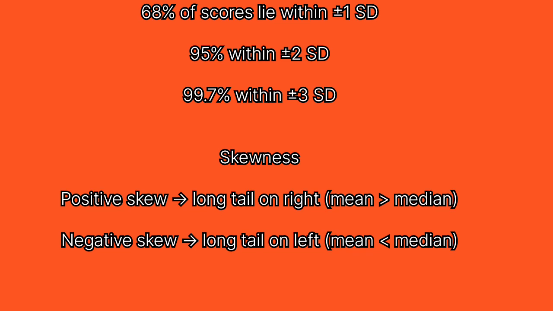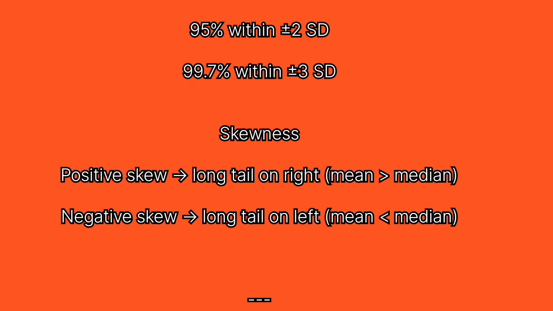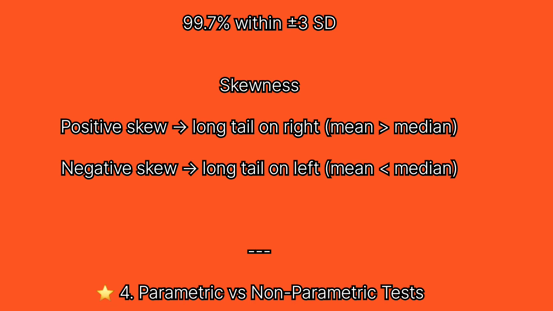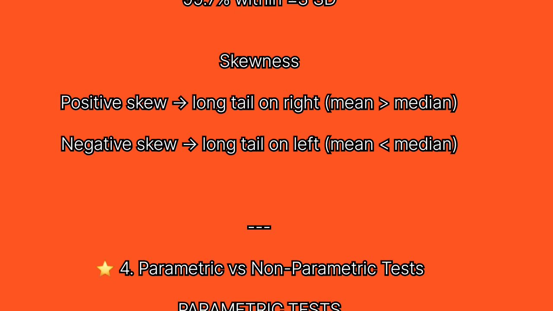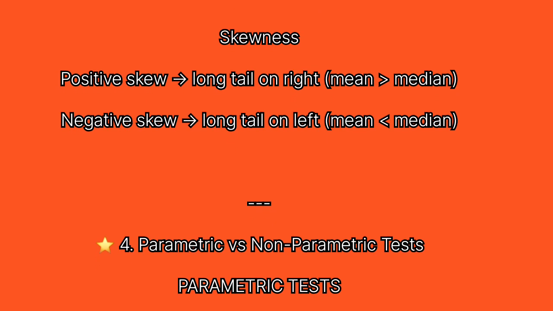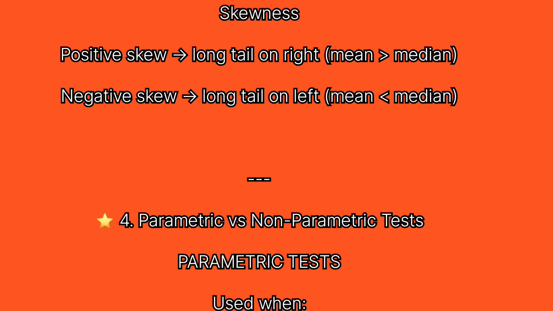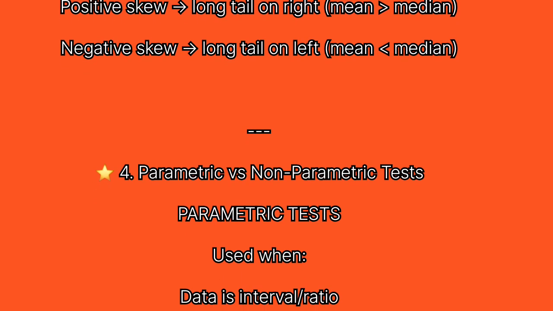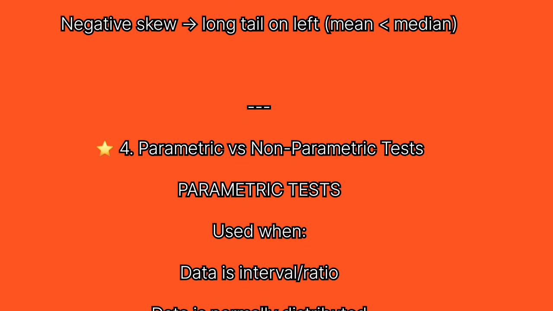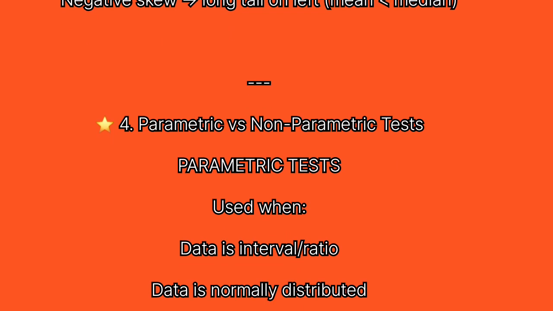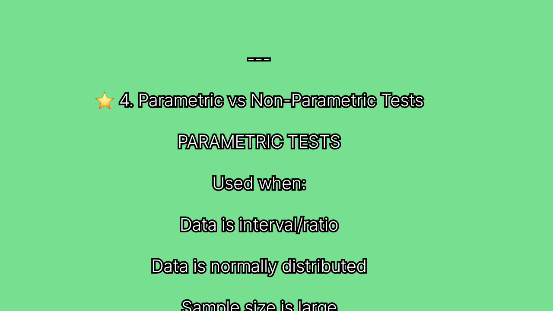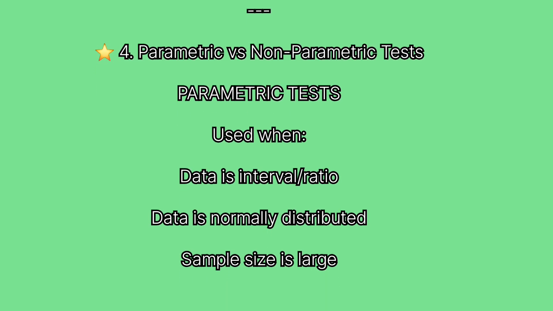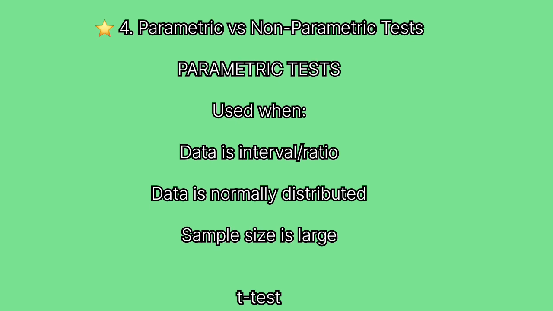Let's see what is skewness. Positive skew means a long tail on the right, where mean is greater than median. Negative skew means a long tail on the left, where mean is less than median. Fourth is parametric versus non-parametric tests. Let's see what a parametric test is. These are used when data is at interval or ratio level, data is normally distributed, and the sample size is large.